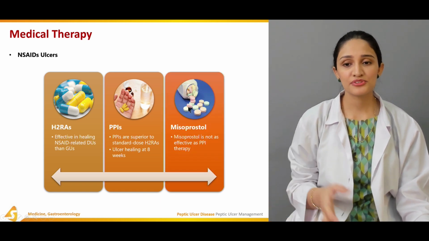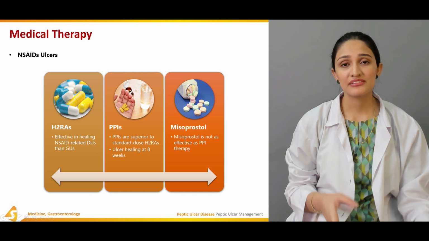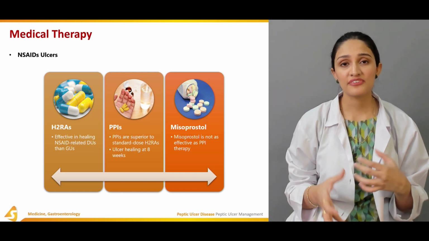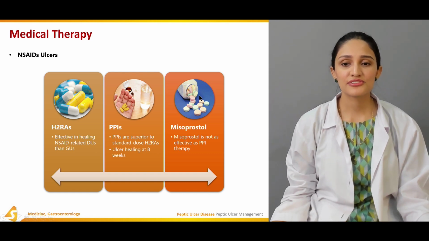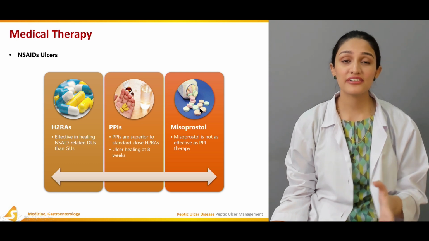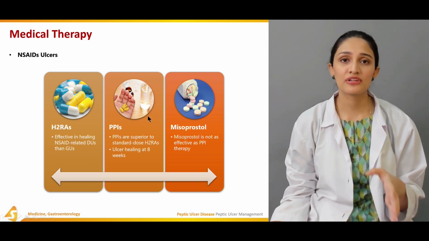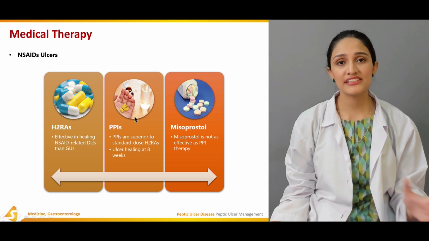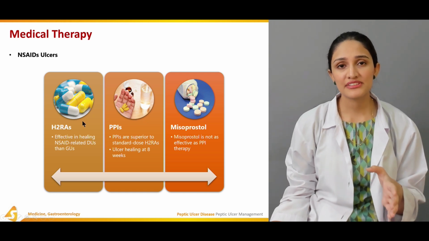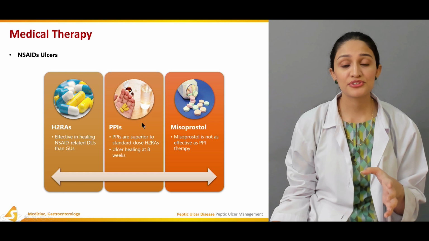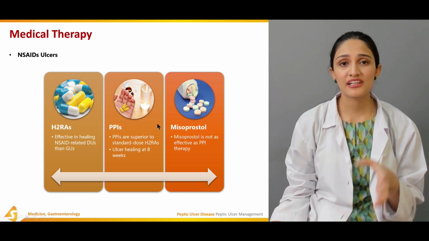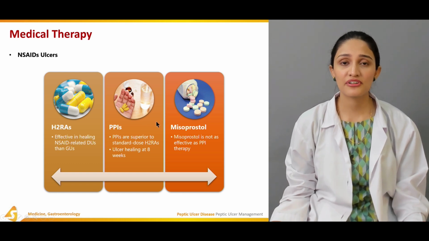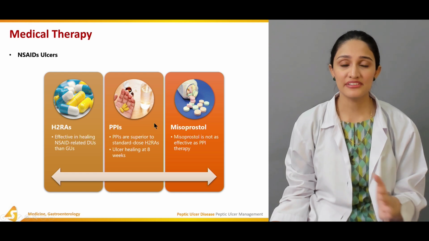And finally, misoprostol, which is used more as a prophylaxis treatment. It is also used, but it is not as effective as proton pump inhibitors. So among all these three, histamine 2 receptor antagonists, misoprostol, and proton pump inhibitors, proton pump inhibitors are widely used for the treatment of NSAID and aspirin-induced gastric and duodenal ulcers.